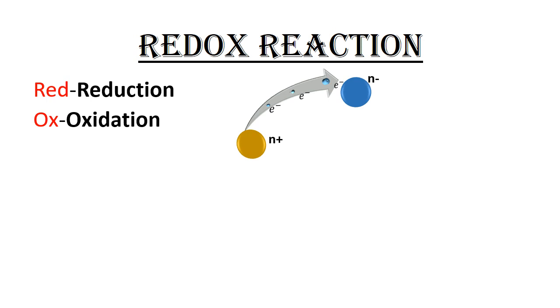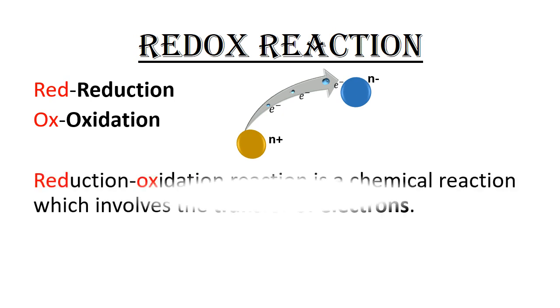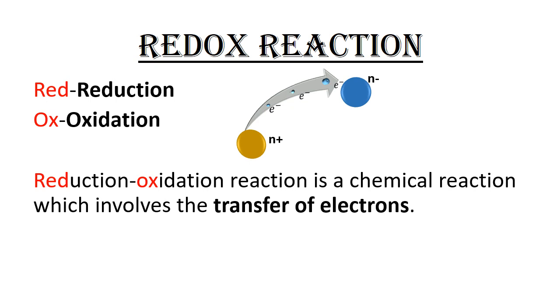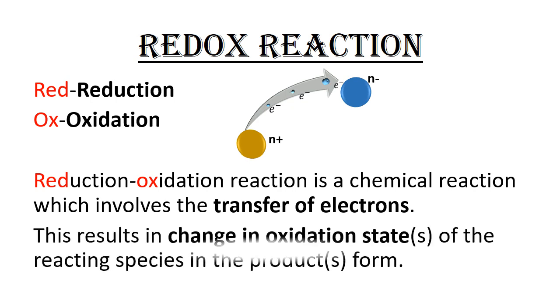And looking at the scenario, you've seen that there is transfer of electrons, and this type of reaction is called redox. So formally, redox can be defined as a type of chemical reaction in which there is transfer of electrons between the reacting species, and thus brings about change in oxidation state of the reacting species.